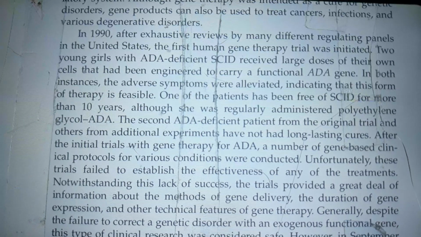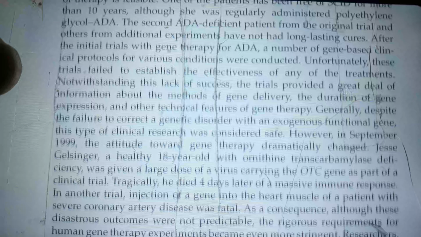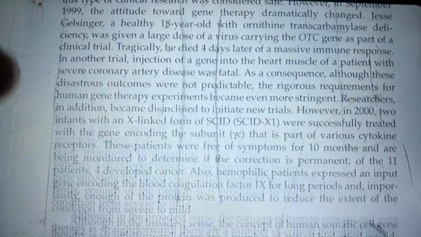Now, in the 1990s, after exhaustive reviews by many different regulating panels in the United States, the first human gene therapy trial was initiated. Two young girls with ADA-deficient SCID received large doses of their own cells that had been engineered to carry a functional ADA gene. In both instances, the adverse symptoms were alleviated, indicating that this form of therapy is feasible. There have been drawbacks as well.